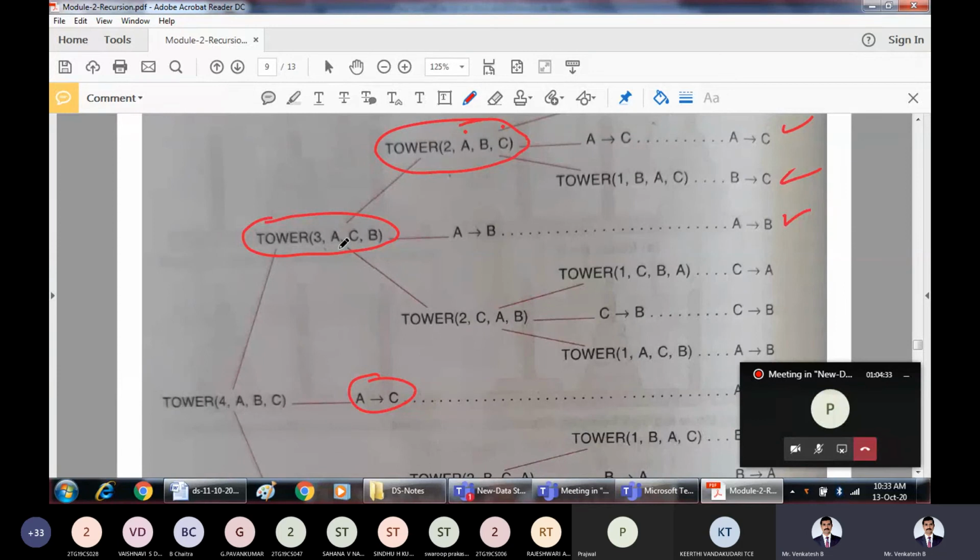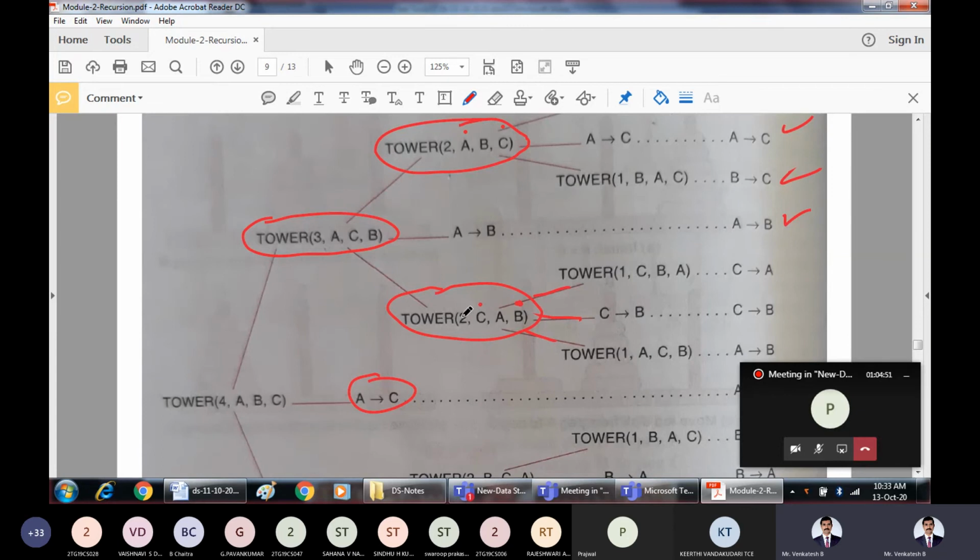Take the n-1 disks and move them from C to B. So what is the source here? C is the source, B is the destination. So for this, you write a recursive call again. It will be divided into 3 parts.